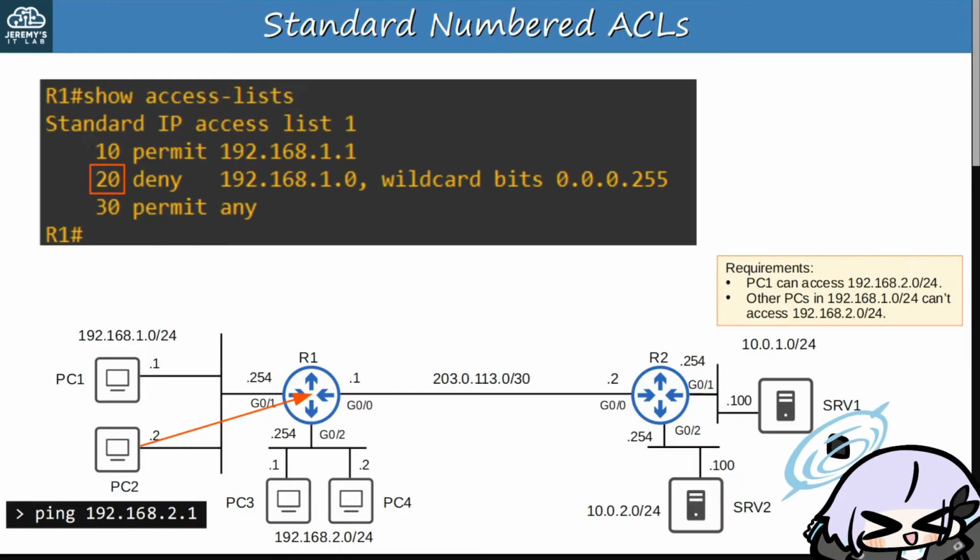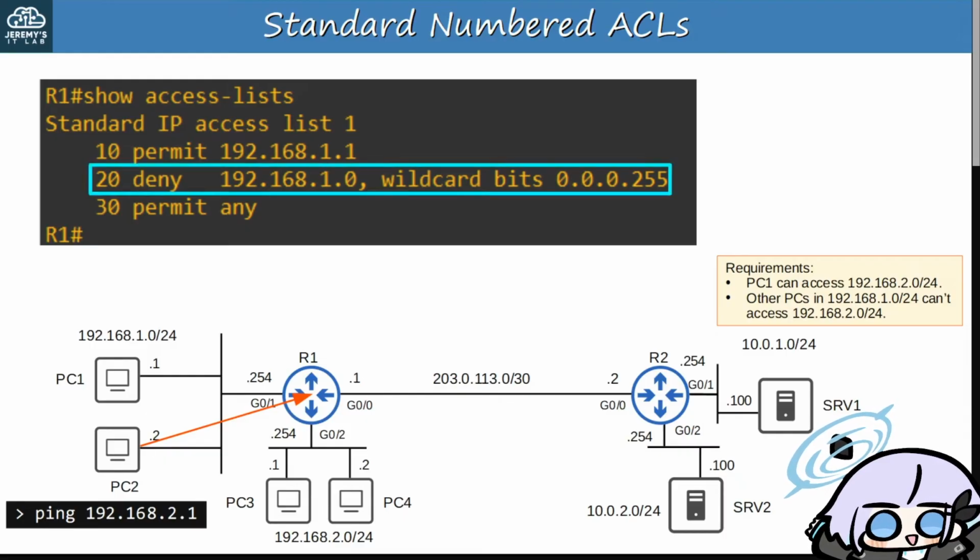Then it checks the next rule, the next ACE: deny 192.168.1.0/24. PC2's IP is in this subnet, so it matches this entry and R1 takes the action, which is to deny. It won't forward the ping to PC3.